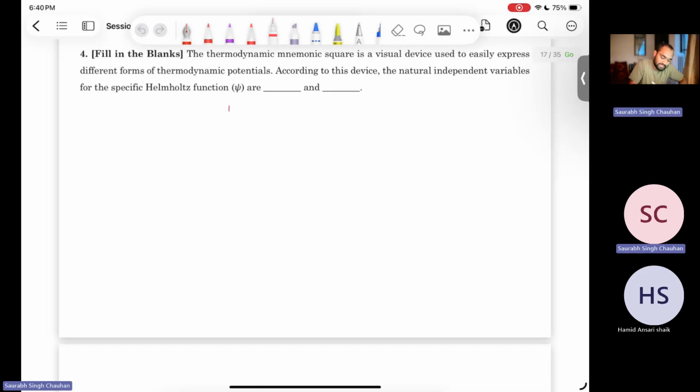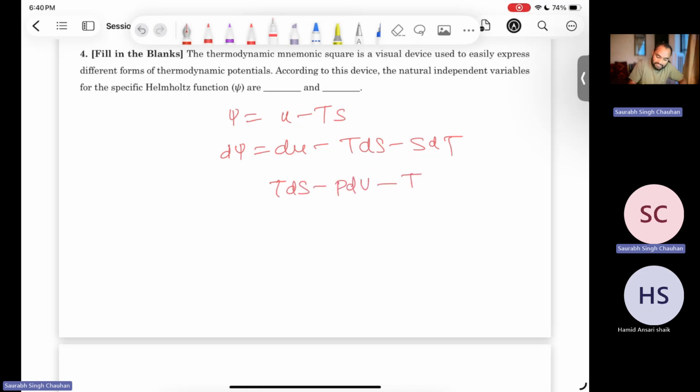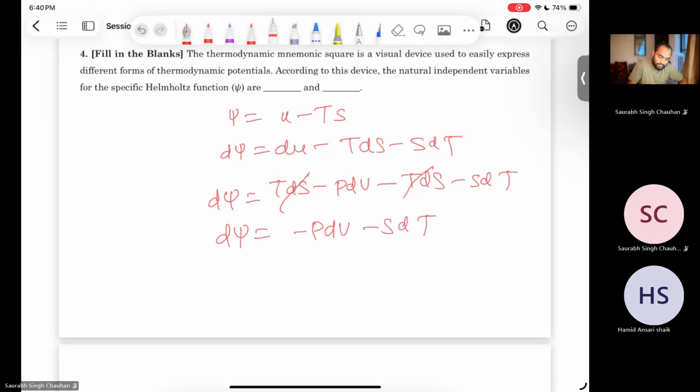Just a second. Helmholtz function, what was it? U minus Ts. Then dA is du minus TDS minus SDT. Then du was TDS minus PdV, and the TDS terms cancel out, and we have minus PdV minus SDT. So what variables are we left with? We are left with volume and temperature, specific volume and temperature. These are the variables.